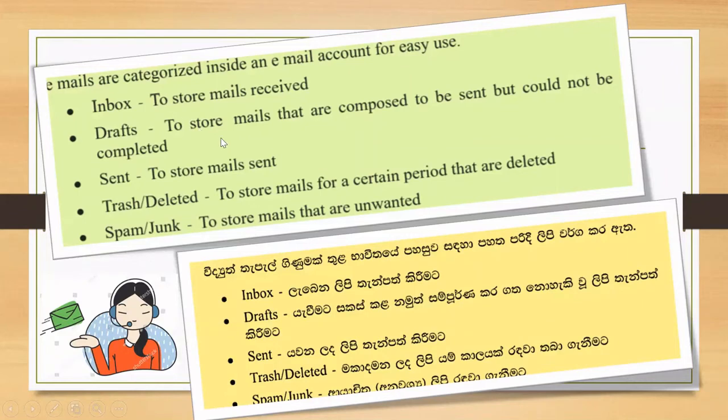discuss the email, some parts of the email account. Here you can see inbox, draft, sent, trash, deleted, and spam or junk, right? Normally the inbox is used to store the mails received, right? And drafts are used to store the mails that are composed to be sent but could not be completed.